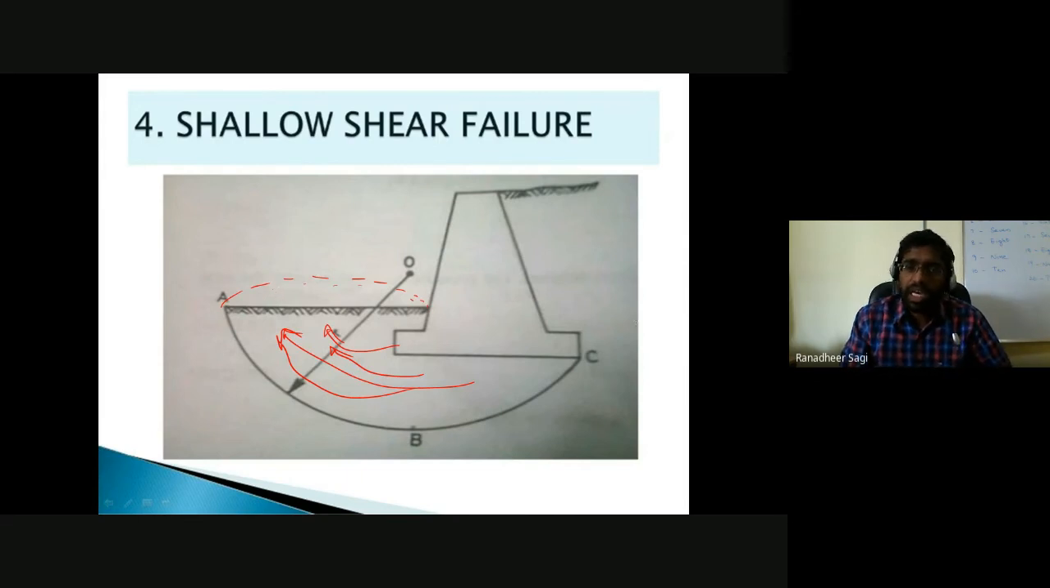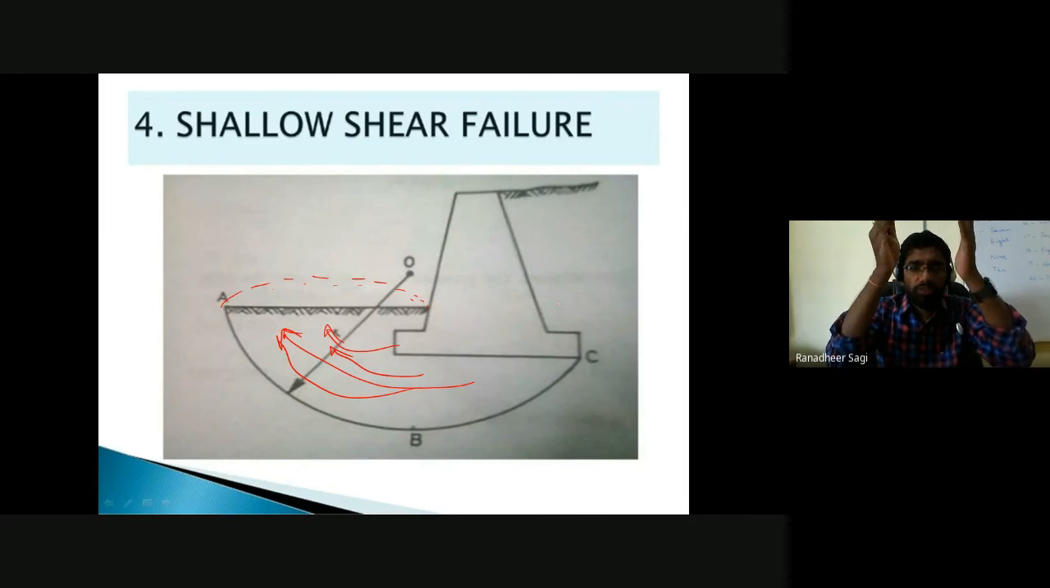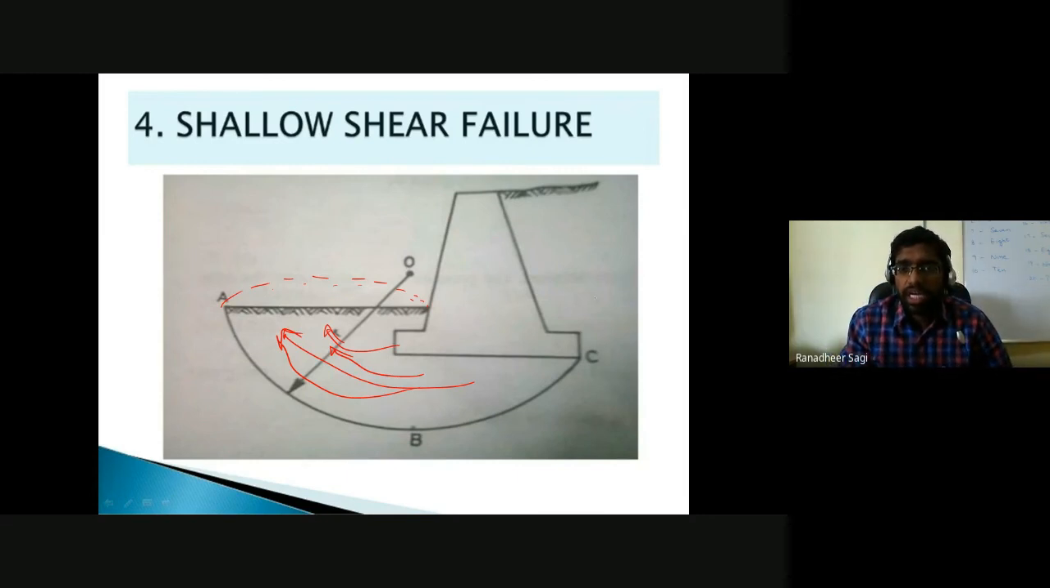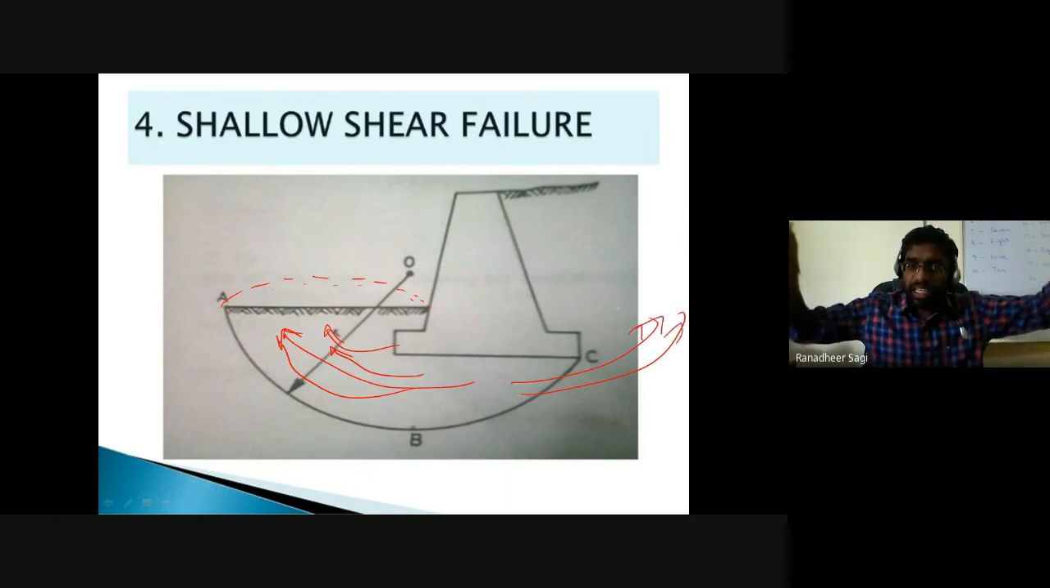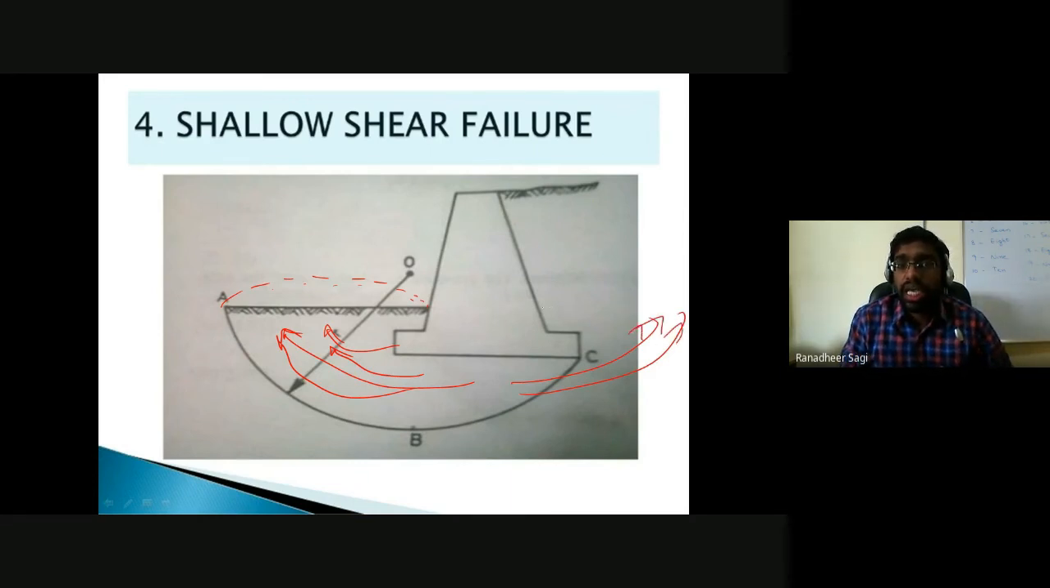Or in the case of a foundation, which typically has uniform deformation happening in the vertical direction, the relative movement of the soil particles can get displaced on either side of the foundation and cause a heave formation on either side of the retaining structure, which could result in the failure called shear failure.